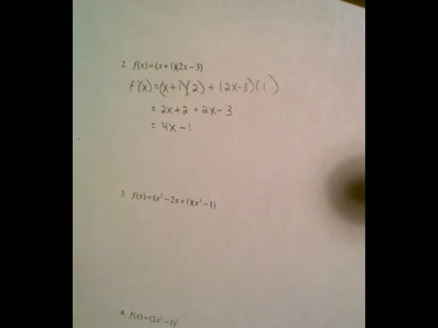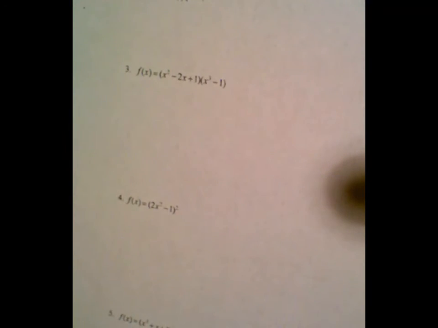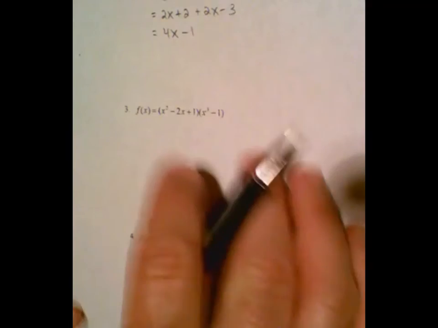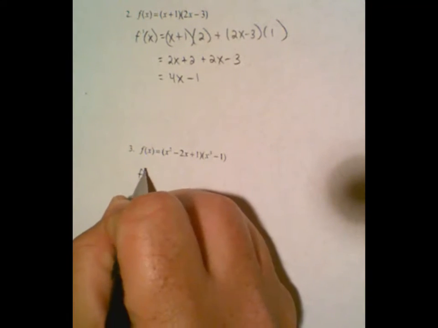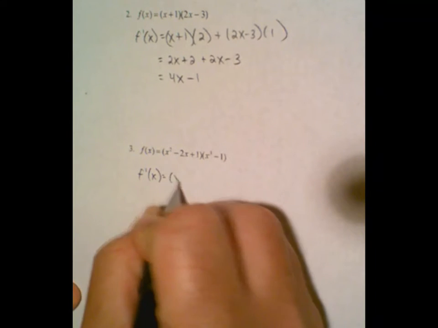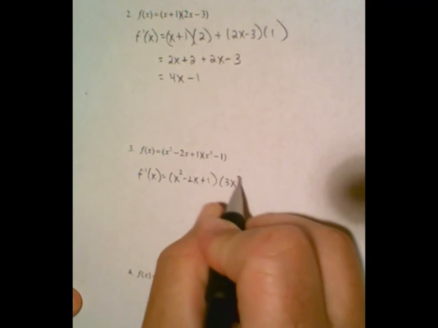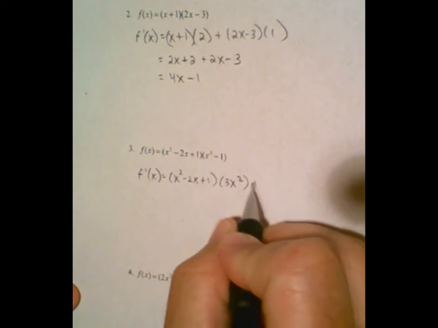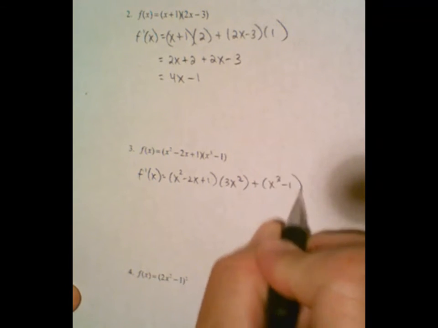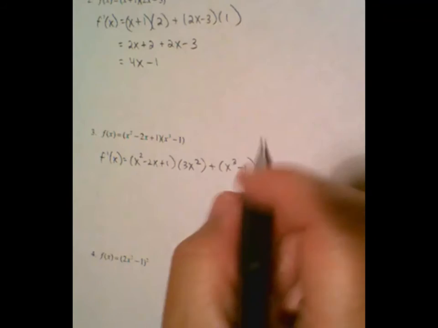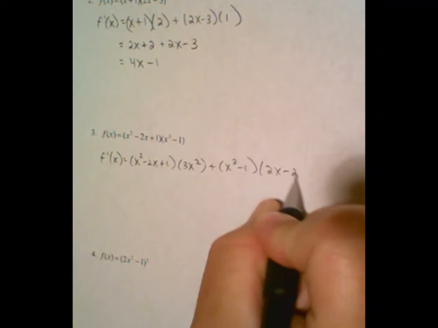Now, we're getting there. 3 more problems. Countdown. So we're going to do the first times the derivative of the second plus the second times the derivative of the first, which is 2x minus 2.